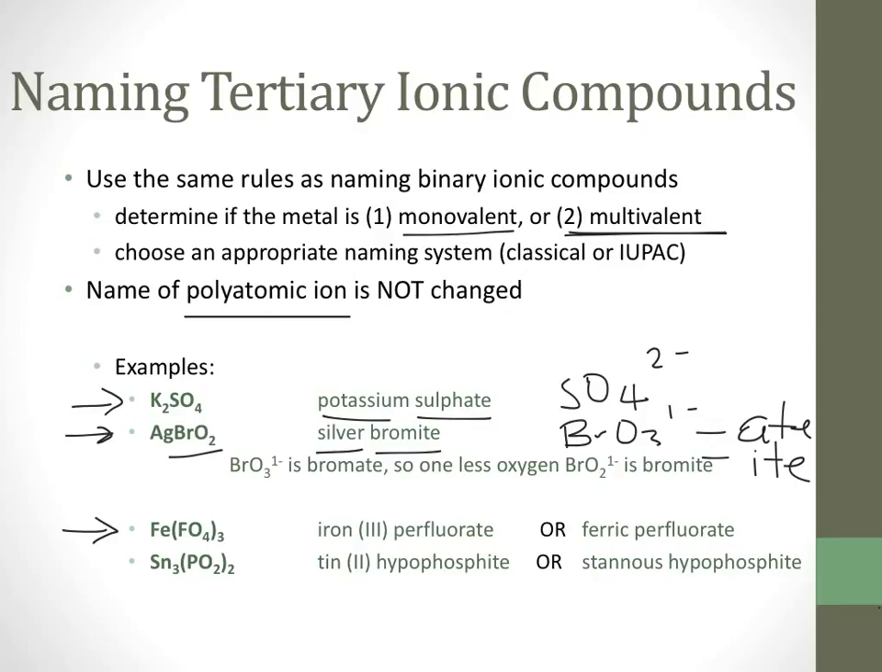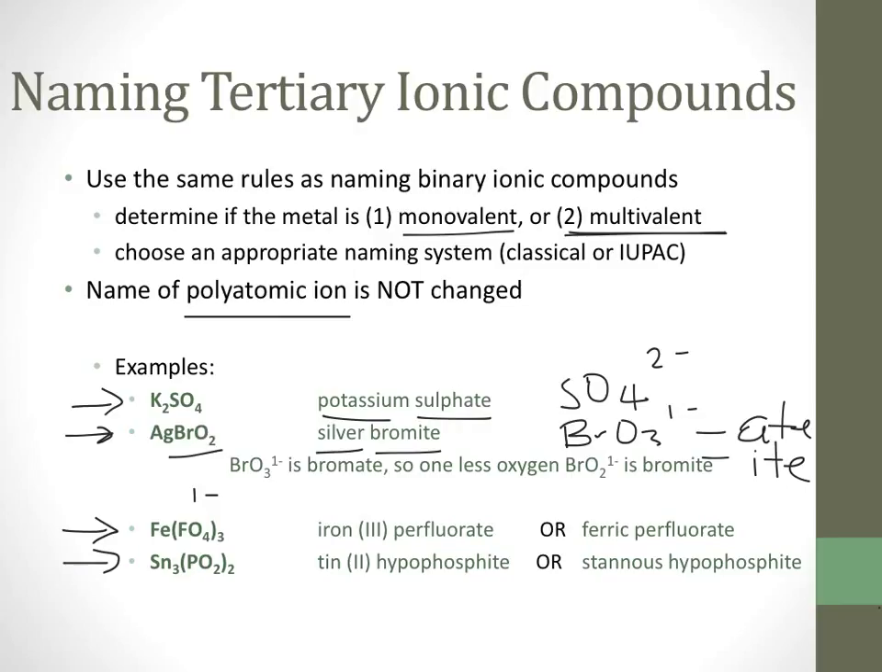Example number 3 and example number 4 both use metals that are multivalent, and so our first step will be to determine their ionic charges. As before, we will determine their ionic charges by first identifying the ionic charge on the anion. In the third example here, FO4 has an ionic charge of 1 negative, and that comes from practice and learning some common polyatomic ions.